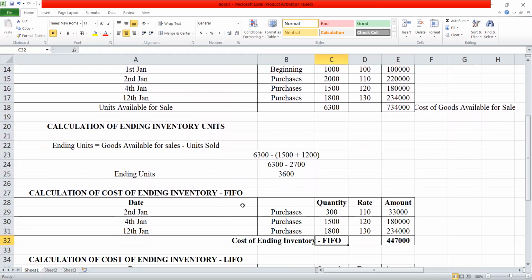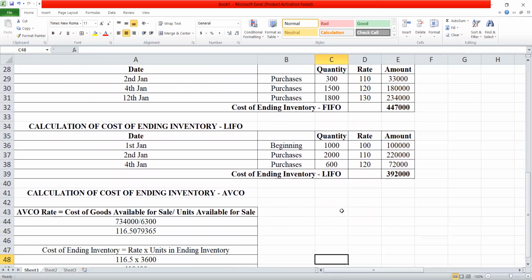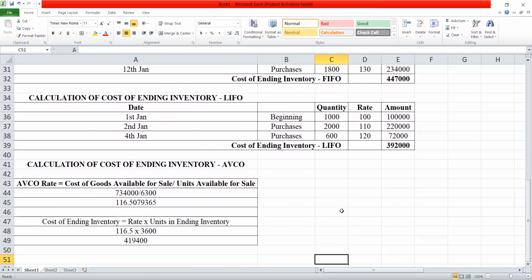In FIFO, it is first in, first out, and you take the values from the last, like 1,800, 1,500, and 300, making 3,600 units cost. In LIFO, you calculate the value from the earliest, because it is last in, first out. And in FCO we have a separate, very simple formula, and you just multiply that rate by the units in ending inventory. So this is all about the periodic system.